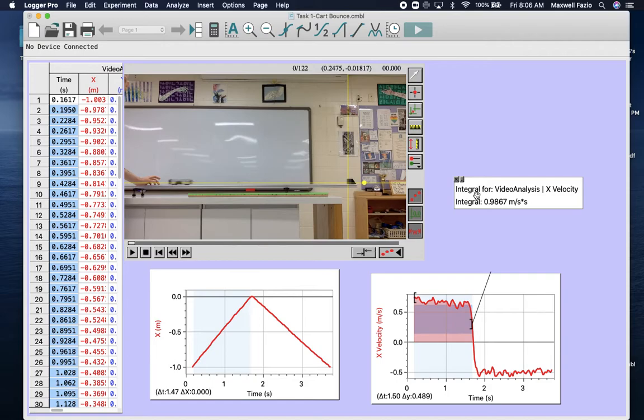And if we compare this to the x versus t graph, the displacement over that interval starts at -1 and moves to 0 almost exactly. So it makes sense that the displacement is positive 1 meter, because it moved about 1 meter in the positive direction.